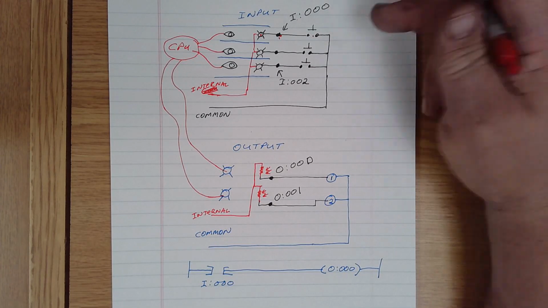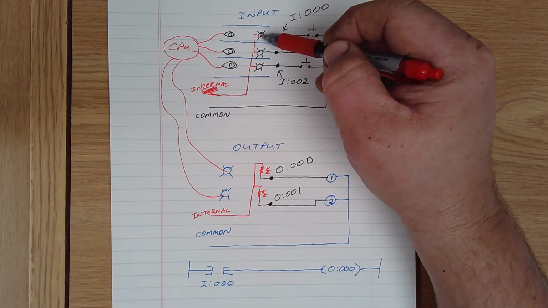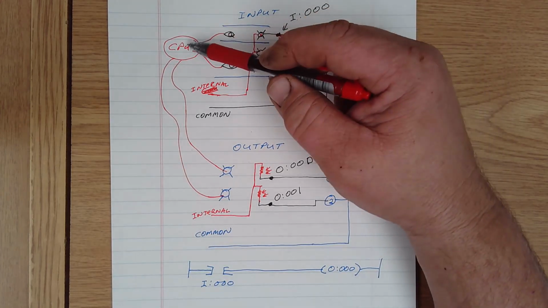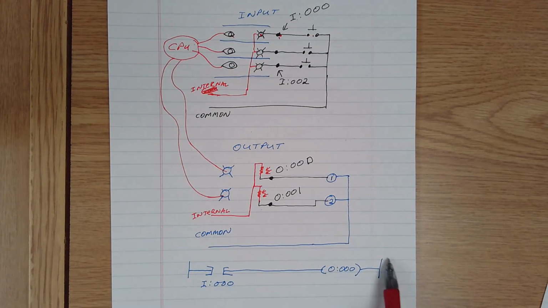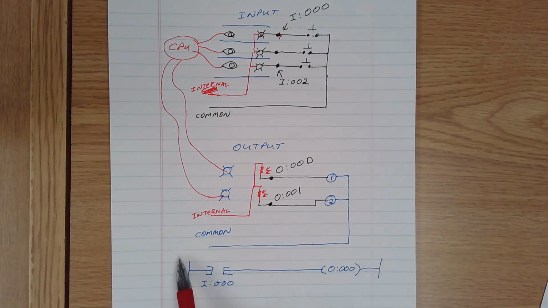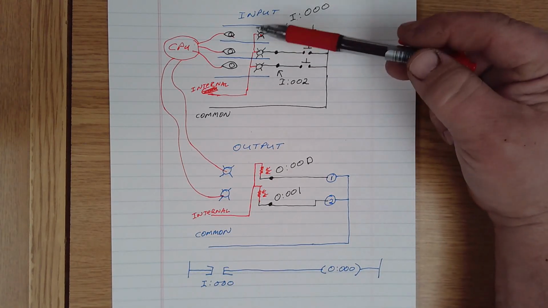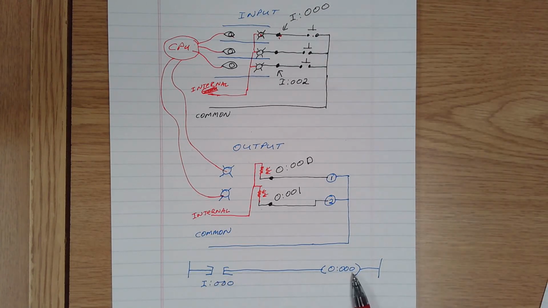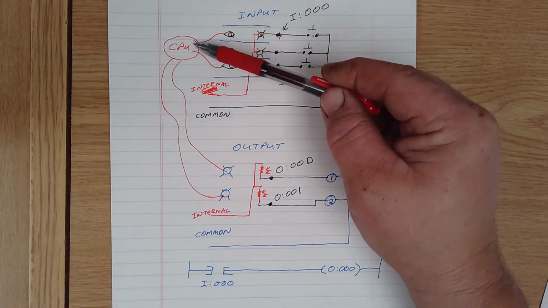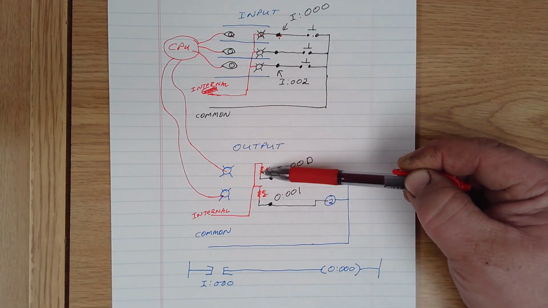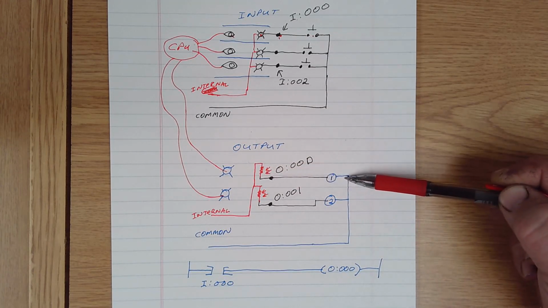So the process is we push this button, this light lights up, this eye sees that instruction is now true, it tells the CPU, which goes through the rungs of logic that are programmed within it and says, oh, well, every time we see that input 000 is true, we need to activate output 000. So that CPU sends a signal down to this light.